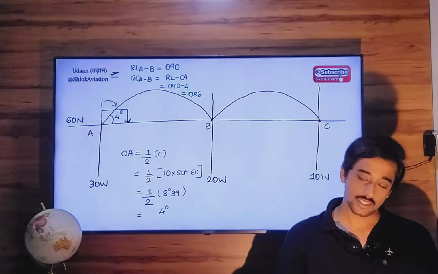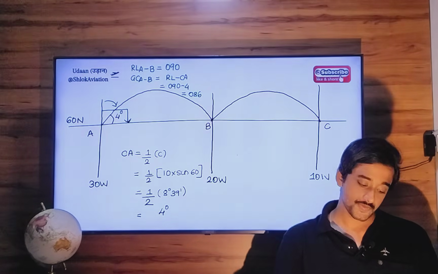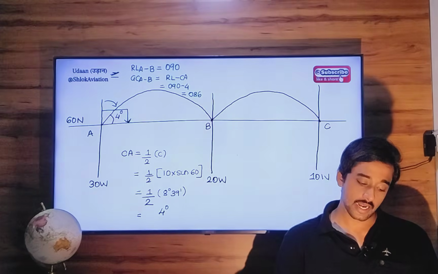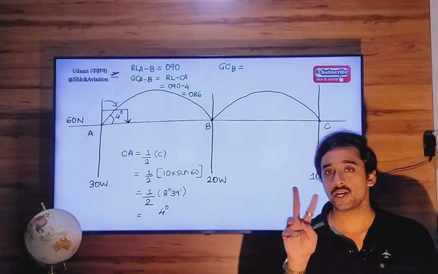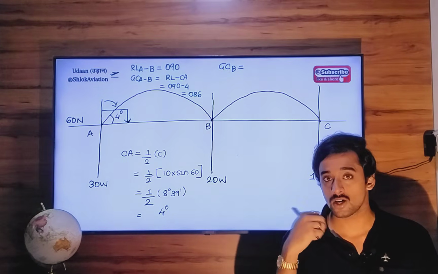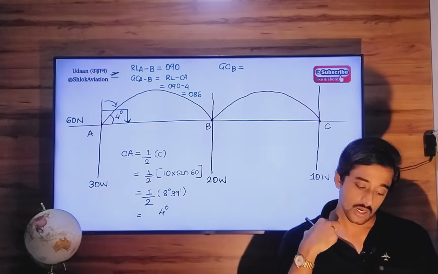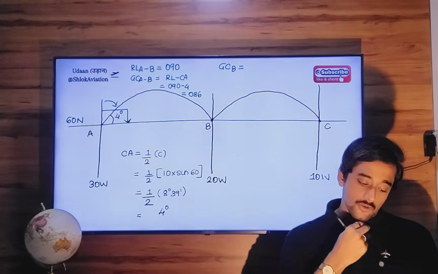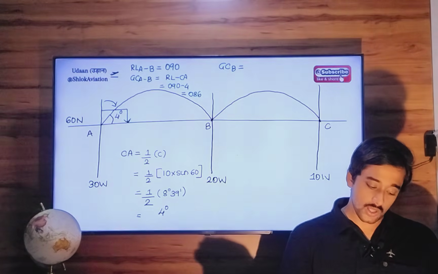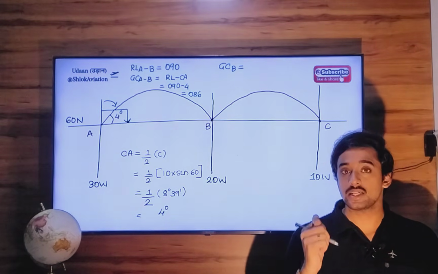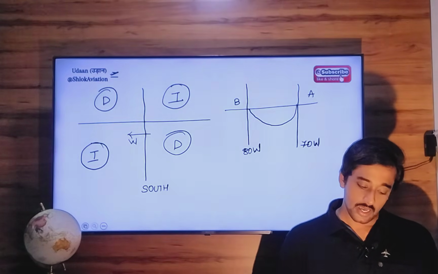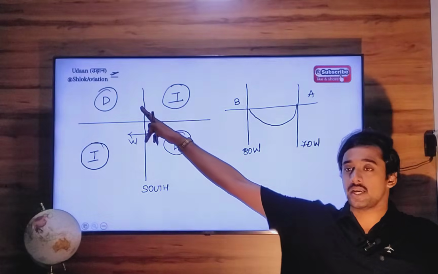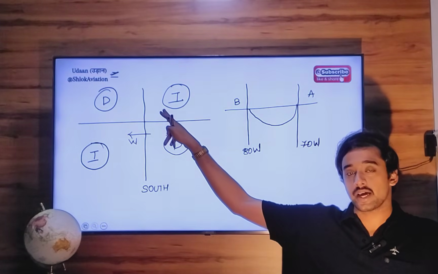086. Next, what will be the great circle track at B? Now the difference between two great circle tracks is equal to convergency, right? So you are in the north hemisphere and you are traveling in an easterly direction. When you are in the north hemisphere and you travel in the easterly direction, great circle track increases.